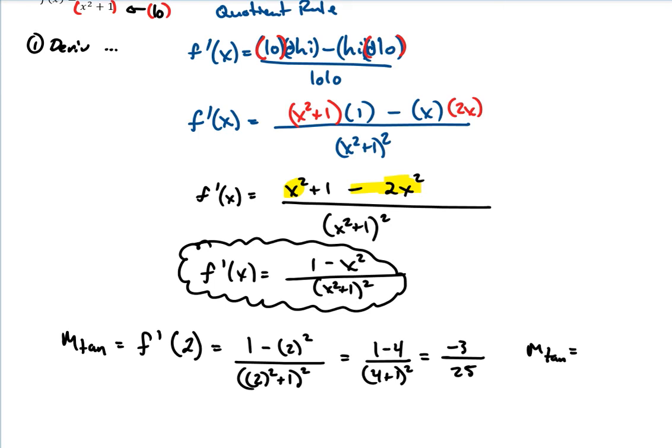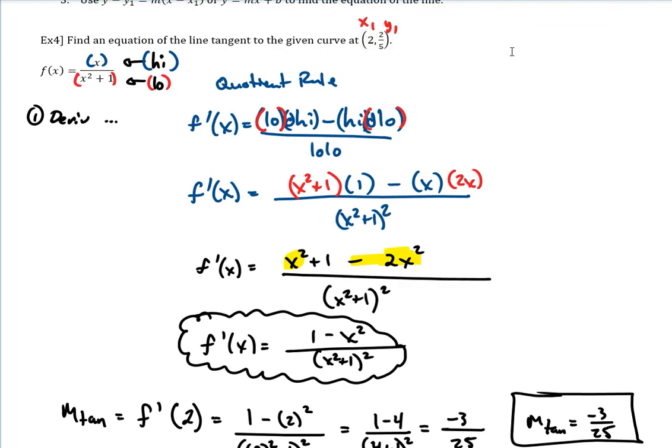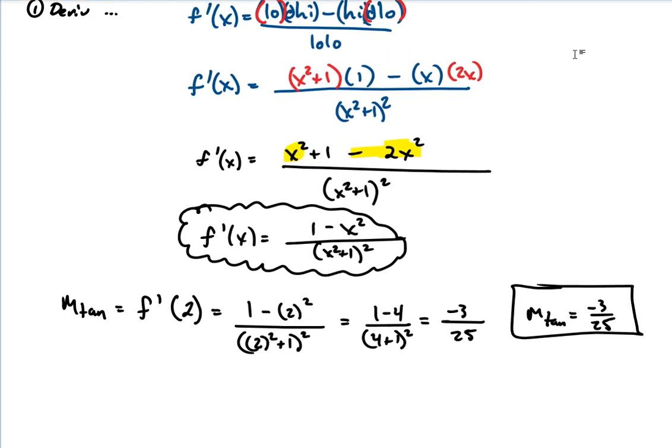Okay, so we now have our m tangent, which I'm just going to write here to the side. I'm going to box it. It's nice to have. Okay, so there we go. So we have our slope. And then we already have the point, so they already gave it to us.